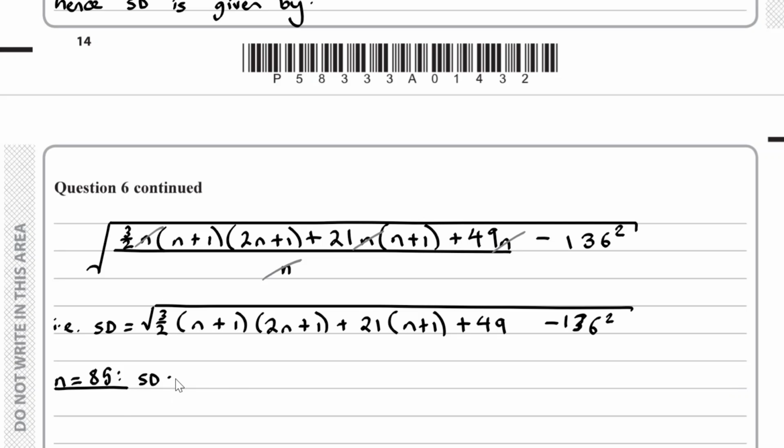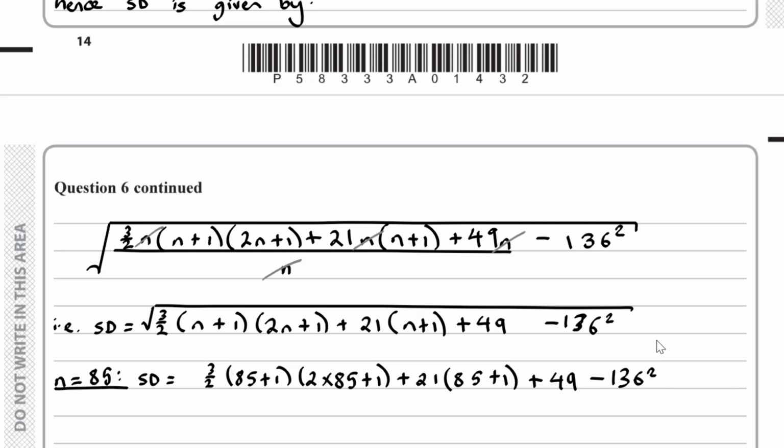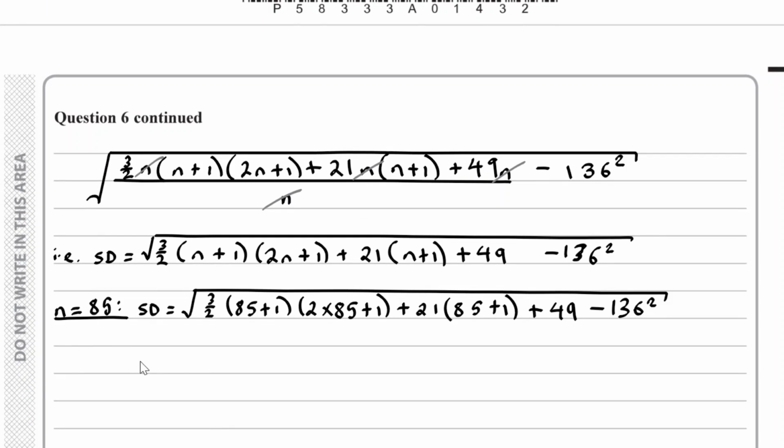we have the standard deviation equaling 3 over 2 lots of 85 plus 1 lots of 2 times by 85 plus 1 plus 21 lots of 85 plus 1 plus 49 minus 136 squared. Okay, and if you stick all this into a calculator, I've written down the answer, we get 73.559 etc. So therefore the standard deviation is equal to 73.6 grams to 1 decimal place.